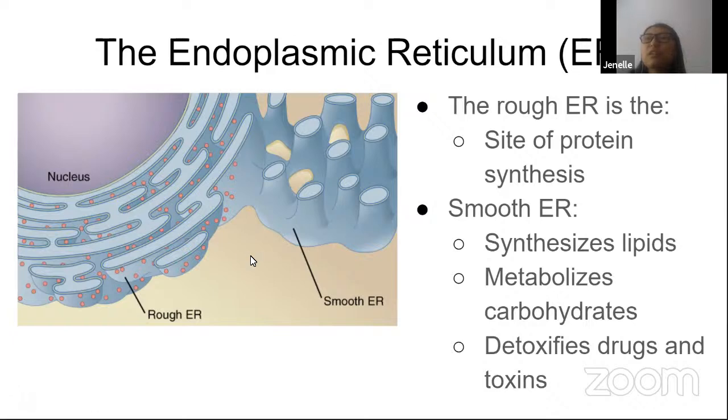And then there's also the other part of the endoplasmic reticulum, which is the smooth ER. And the main functions that I wanted to share with you today are listed here on the right-hand side. So the smooth ER is mainly responsible for synthesizing lipids. So you could think of steroid hormones as an example of fats. And it also metabolizes carbohydrates and also plays a role in the detoxification of drugs and toxins.